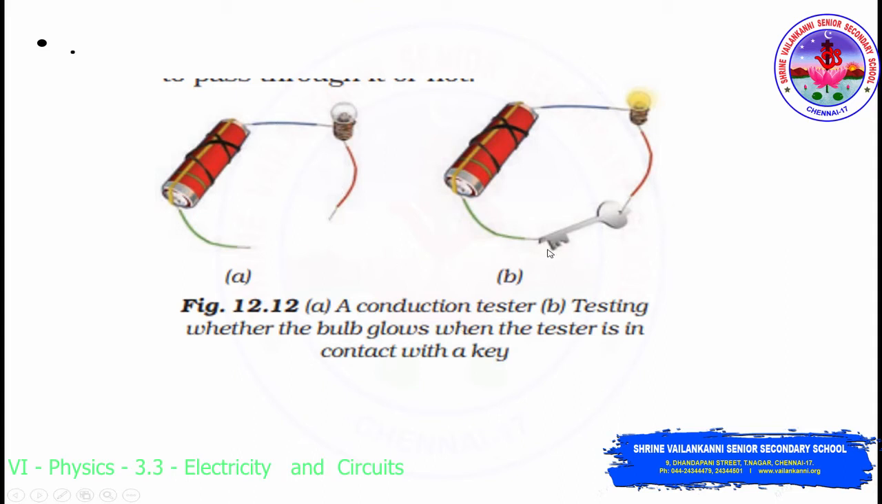This represents a break in the circuit, and the bulb will not glow over here. But they have connected the free ends of the wire with the help of a key. See, we are testing whether the bulb glows when the tester is in contact with the key. The key is made up of metal, right? So metal is a good conductor of electricity. So what will happen when you connect the free ends of the wire with the help of the key, and we check whether it conducts electricity or not? Yes, it is conducting electricity, and because of that, the bulb is glowing. Now you understood the reason. So this key you can consider as a conductor of electricity.